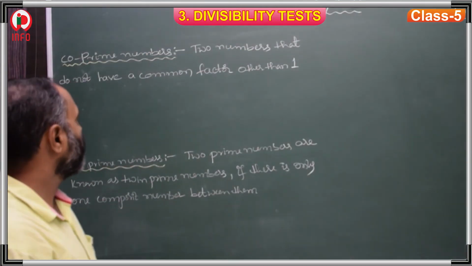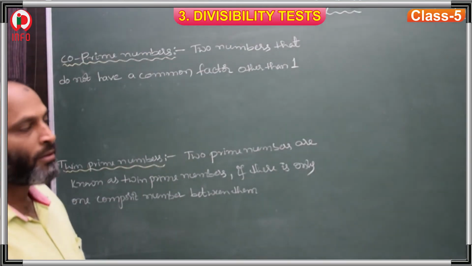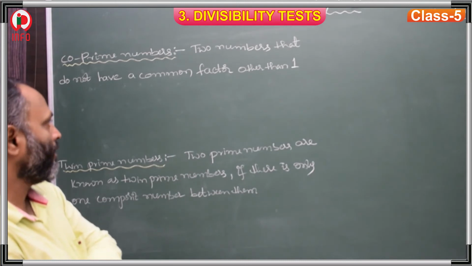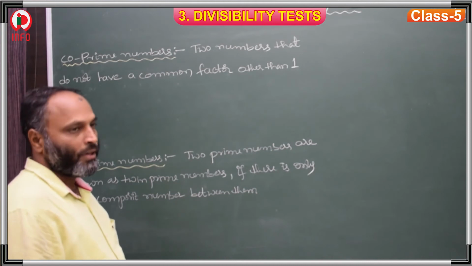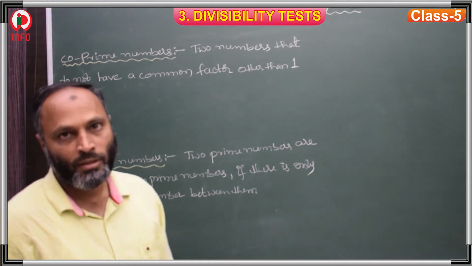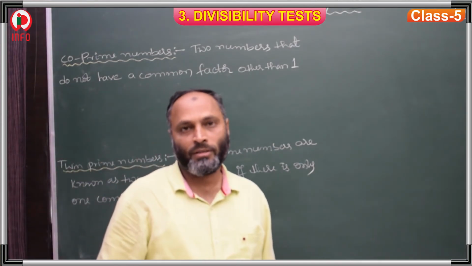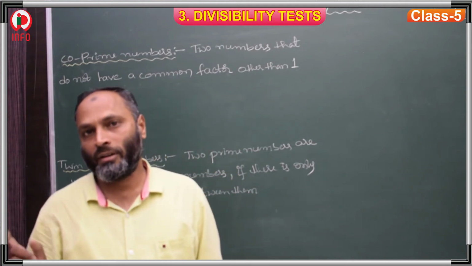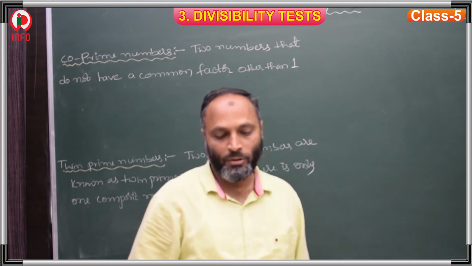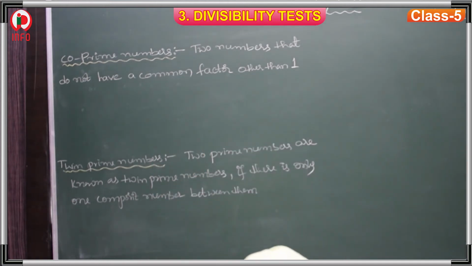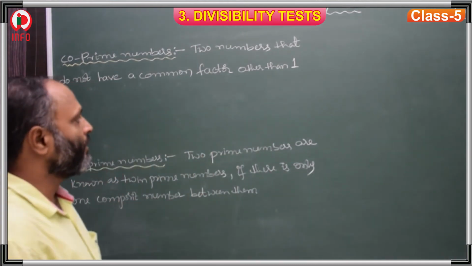Co-prime numbers. So what about these co-prime numbers? Two numbers that do not have a common factor other than 1. If you take any two numbers and write their common factors, and there is no other common factor other than 1, then the two numbers are called co-prime numbers.